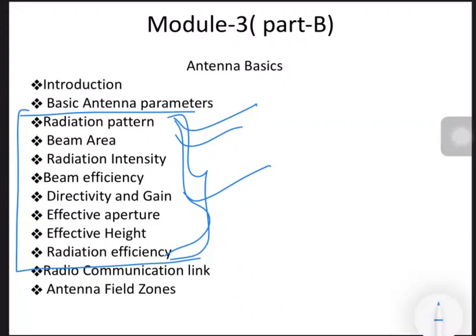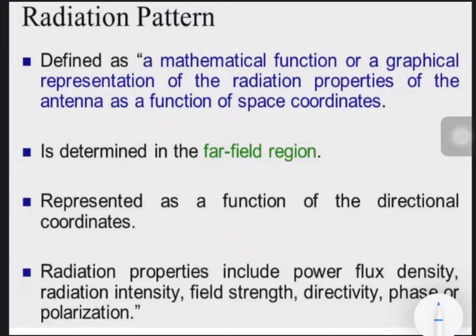So in this session, we learn about a few of the basic antenna parameters. And among that, let us start with the first one, that is radiation pattern. By the name itself, it is defining what it is. It is a pattern, meaning it is a diagrammatic representation. And of what? The diagrammatic representation of the radiation of an antenna.